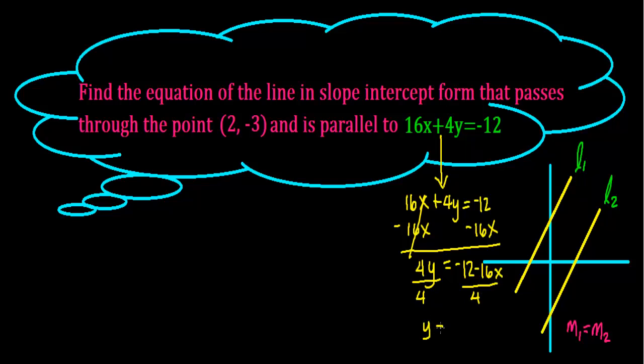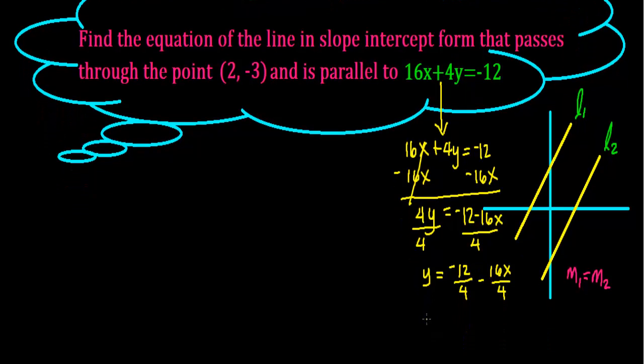And y is equal to -12 over 4. I can separate these fractions. I can write -12 over 4 minus 16x over 4. And then I can simplify it. y is equal to -3 minus 4x.